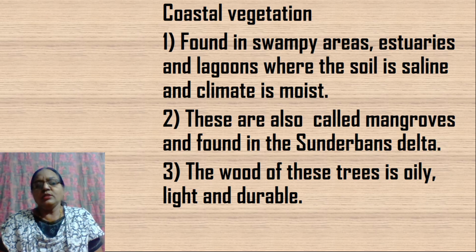Coastal vegetation is also called mangroves, and in India we have coastal vegetation all along the coastal regions, along the eastern as well as western coast. It is also found in the Sundarbans Delta. Now, trees found in this type of region, that is a swampy and marshy region, are usually oily, light, and durable. The wood is oily, light, and durable.